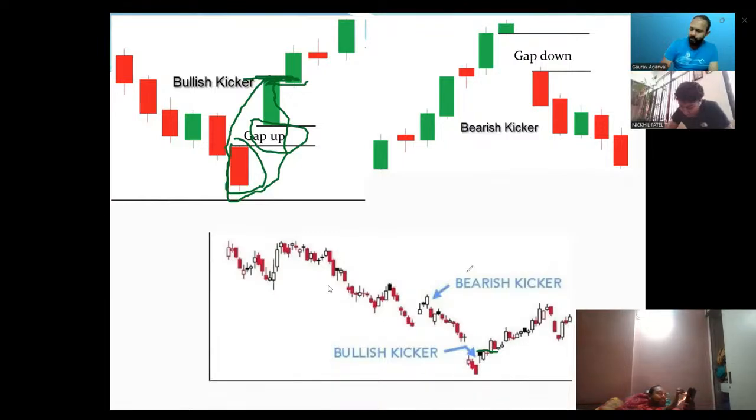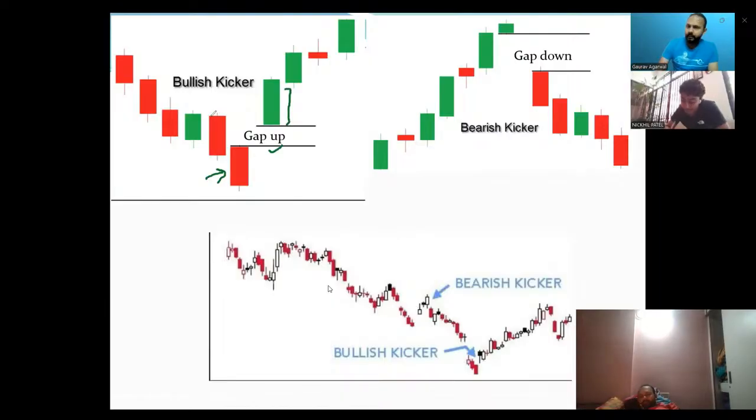So it begins with a bearish candle, followed by a gap up, and then a bullish candle. But one thing you have to remember is that this has to be formed in a downtrend. The market has to be in a downtrend. Yes.